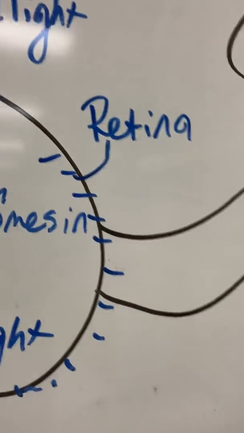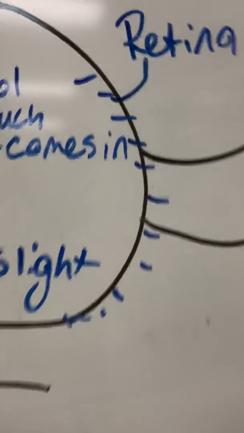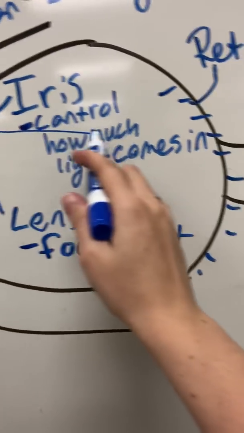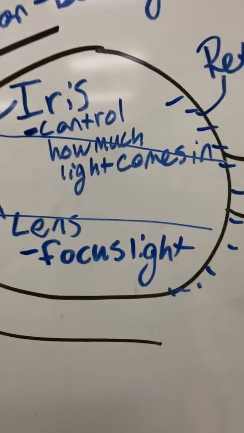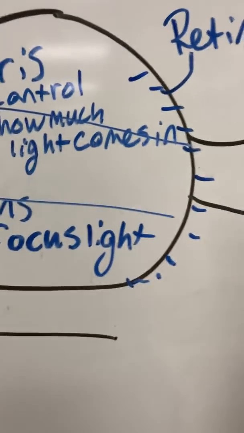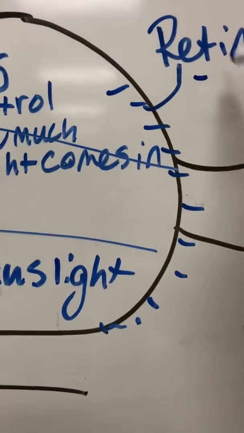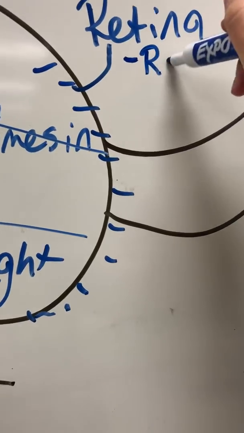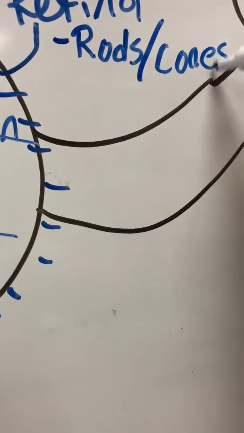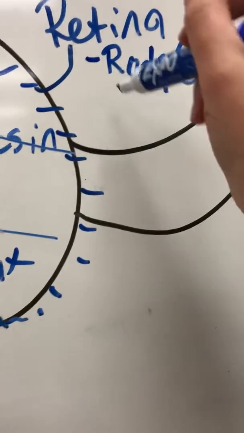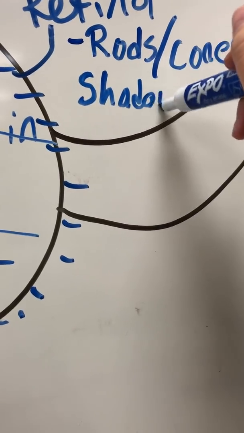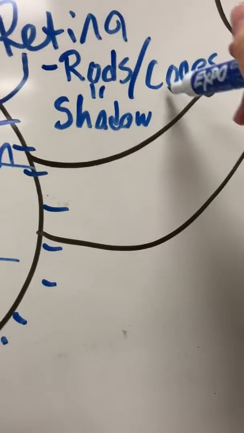The retina. No, I'm just kidding. The retina. The retina, so the light is projected onto the back of the eye like this. Okay, light is projected onto the back of the eye, onto the retina. So the retina actually has two things in it. They're called rods and cones. Okay, the rods and cones actually help us to see shadow, okay, and color.